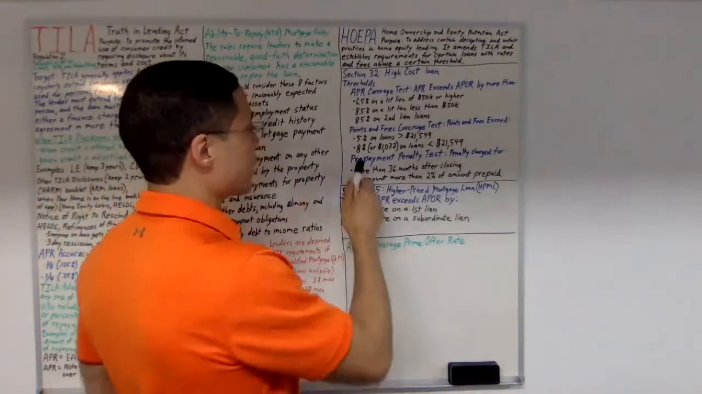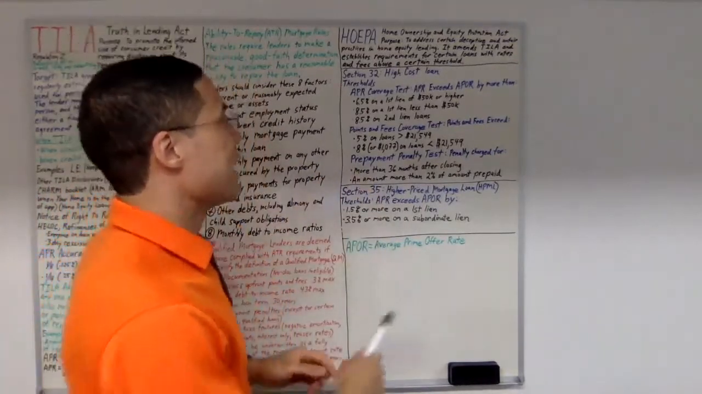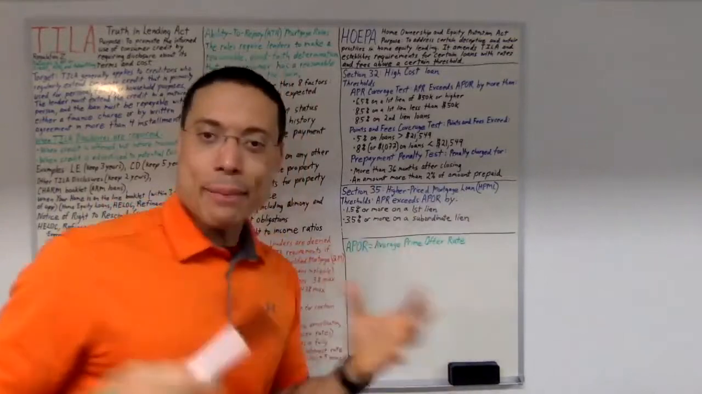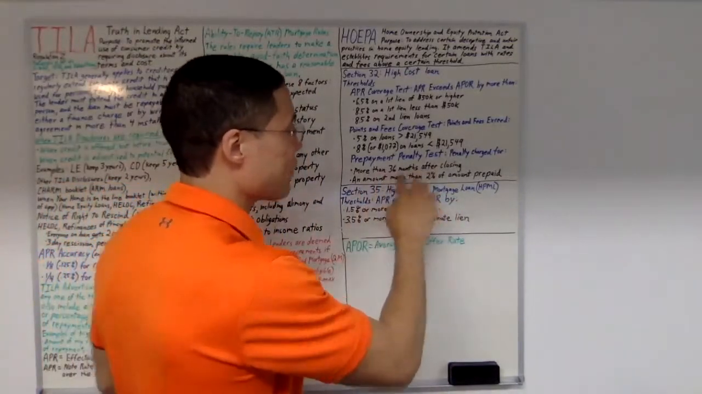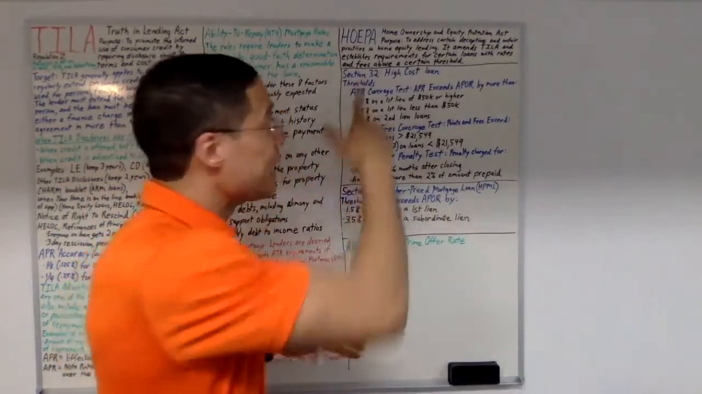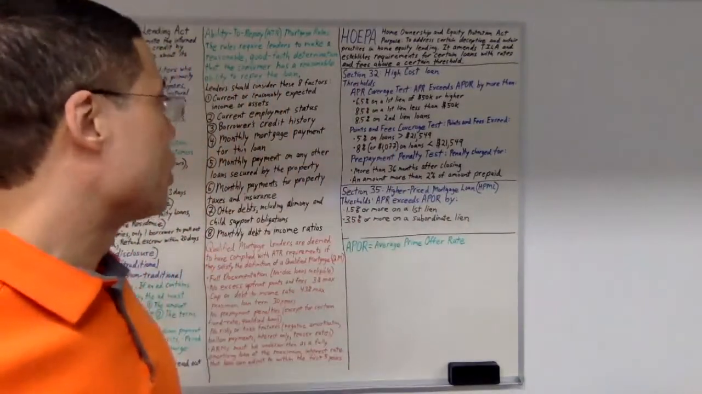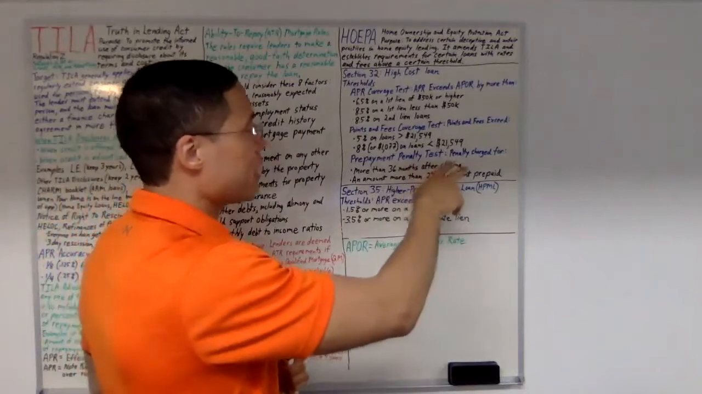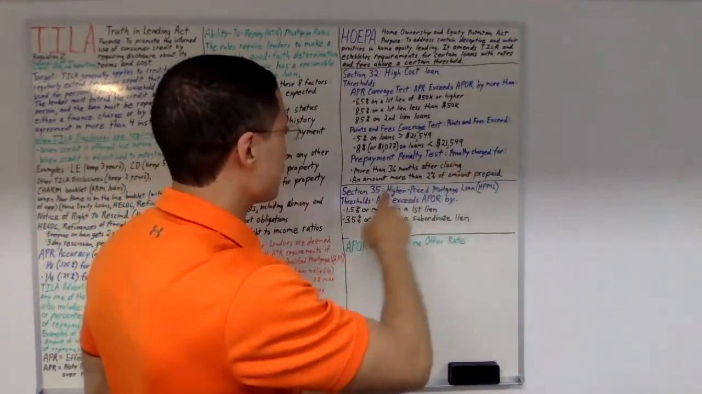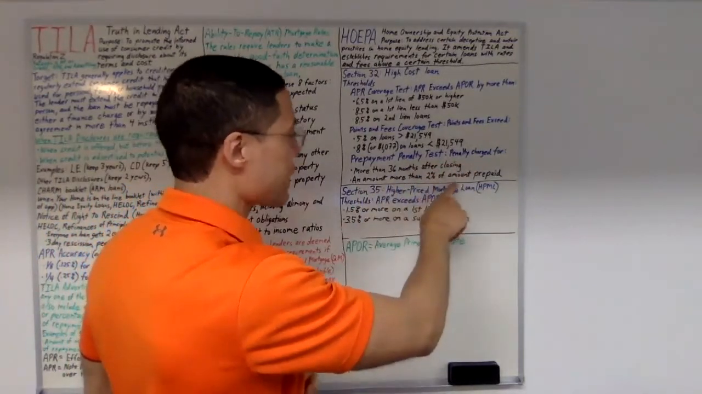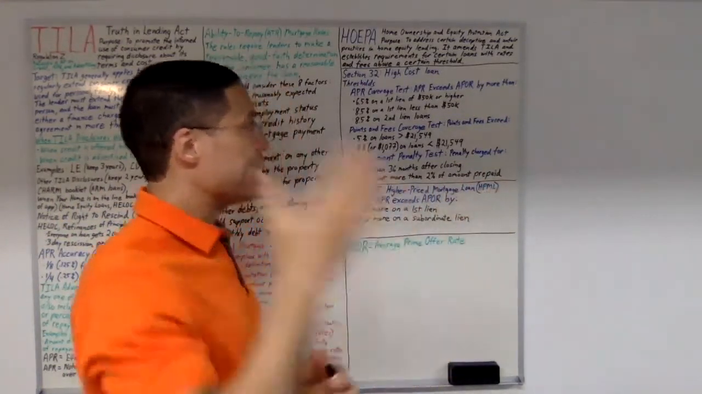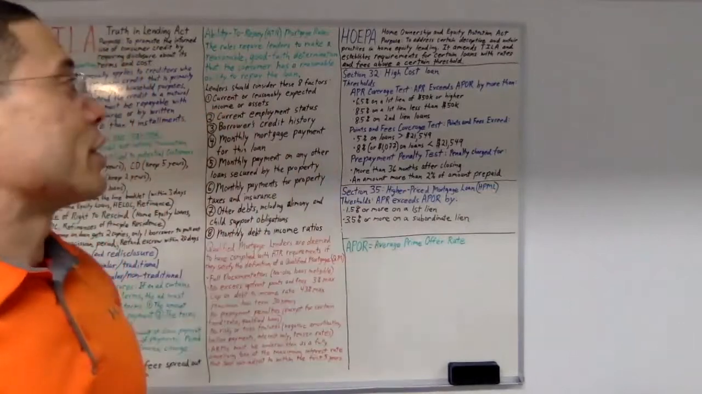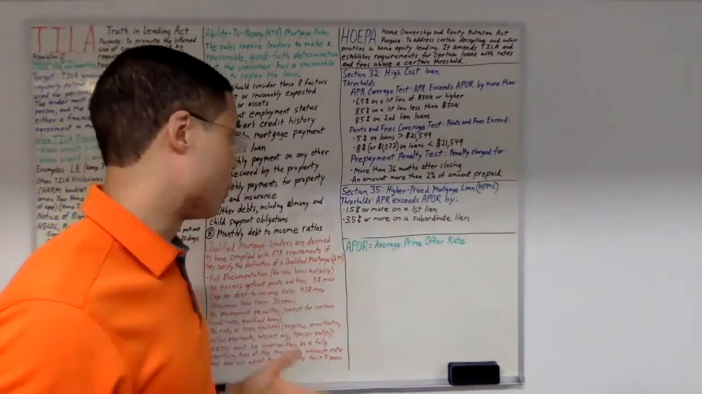Now, also let's look at the prepayment penalty test. If there's a prepayment penalty charged for more than 36 months after closing, then it is a Section 32 high cost loan. Also, if there's a prepayment penalty charged for an amount more than 2% of the amount prepaid, then it is a Section 32 high cost loan.